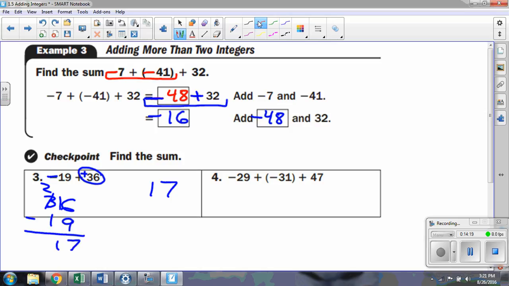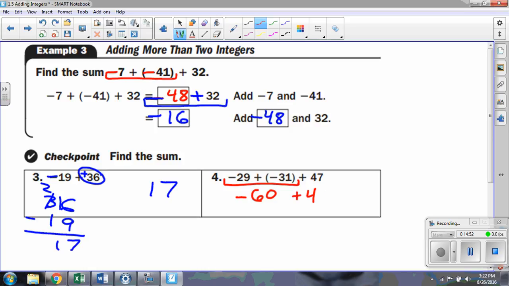Now we'll do question number 4. With 3 numbers, it needs to be done in stages. Negative 29 plus negative 31. Because they're negatives, both of them, we add the numbers together. 29 plus 31 is 60. 31 was bigger, and that was negative. So our answer is negative 60.